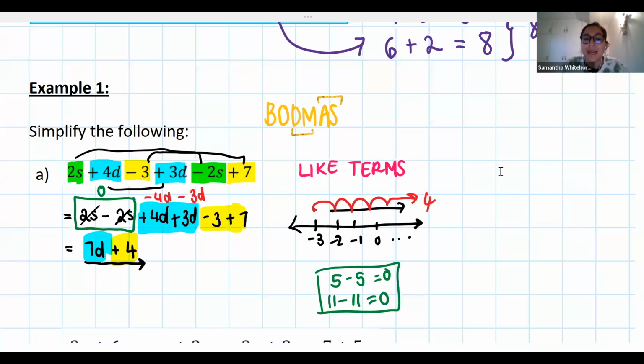The final answer cannot be 11D because those are not like terms. They are not like terms, so we cannot add or subtract them, which means that no, we cannot simplify the answer further. This is as simple as it gets.